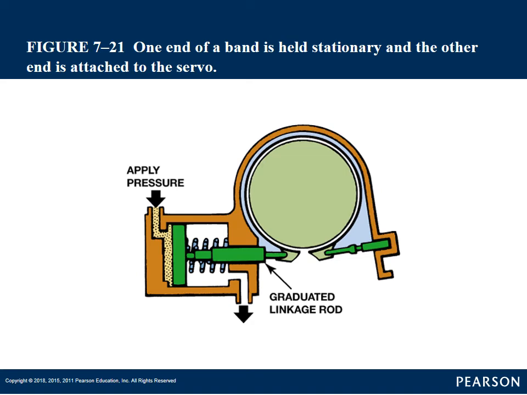with the band. But as you can see on the right side, the anchor point, it's anchored to the case. It's not adjustable. And then they apply pressure on the back side of that piston, which pushes against spring pressure, which pushes the linkage rod in and applies the band. There will be pressure on the inside of that. That's our accumulator pressure, if you remember, in most cases. So it actually dampens how fast that servo piston applies.